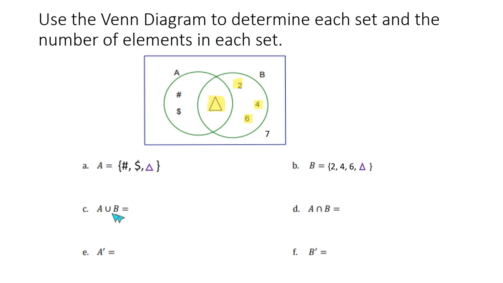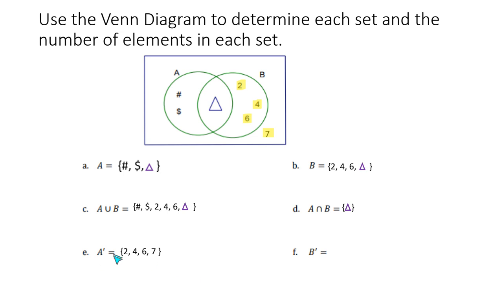Then it's asking for A union B. That's going to be everything in A and everything in B. So that's going to be the pound sign, the dollar sign, 2, 4, 6, and the triangle. The intersection of A and B is what they have in common. In this case, they only have the triangle in common. Then we have a complement. A complement is everything that is not in A.